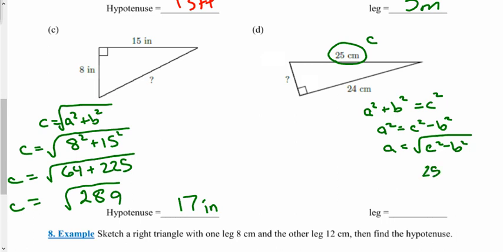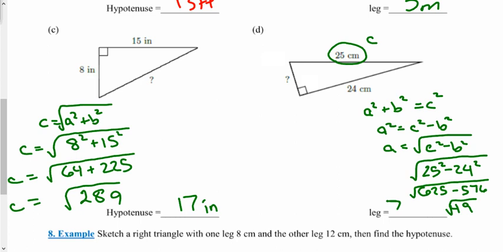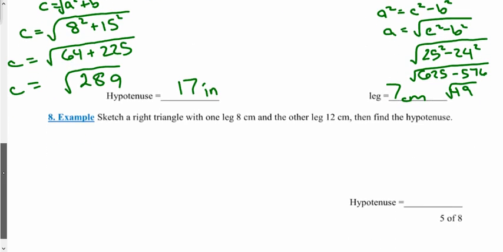This will be 25 squared minus 24 squared and then square rooted. Or 625 minus 576 square rooted. And when you subtract those, we end up getting, let's see, 24 and 20 makes 49. Okay, square root of 49 is just 7. So 7 centimeters.